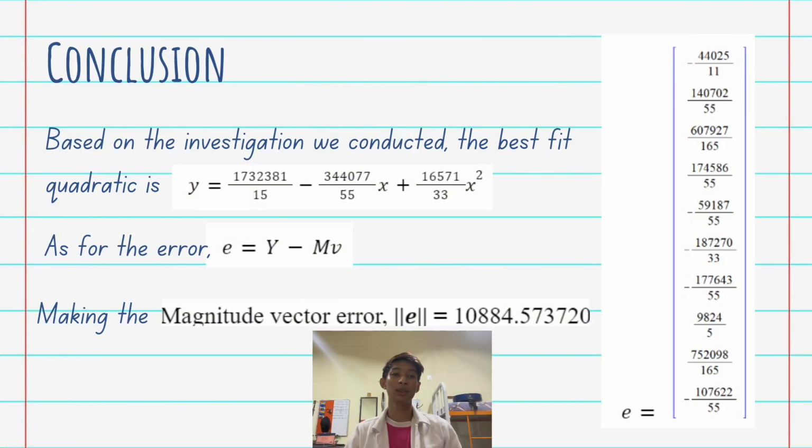Hi again. So if you have stayed tuned this far, no worry, this will end very soon. So I will conclude all of our work done. Based on the investigation we conducted, the best fit quadratic is as seen above. As you can see, we also managed to get the errors from the data we received using the equation E equals to y minus Mv. And from that error, we managed to get the magnitude of vector error, as you see here.